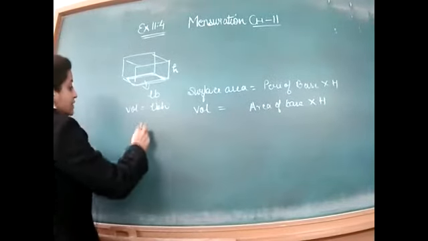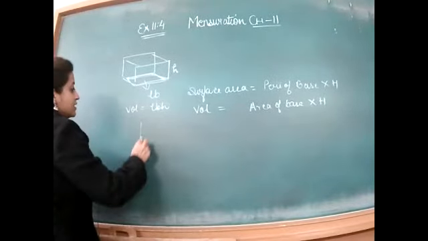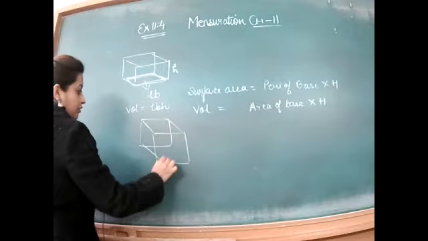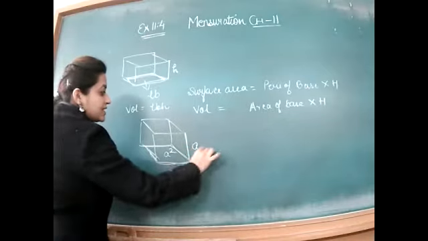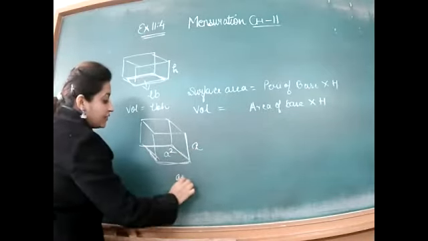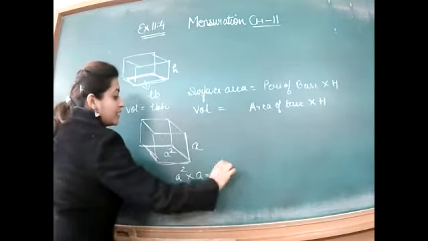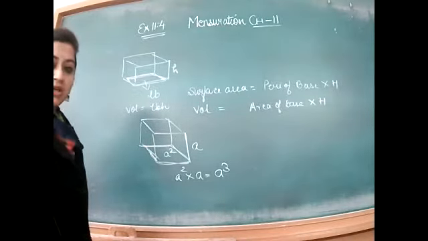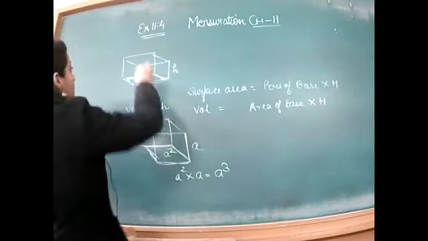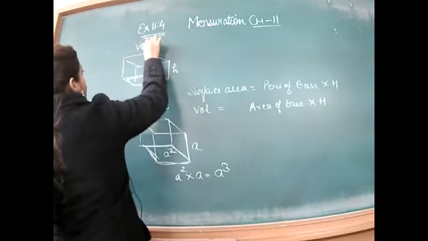Next, if we consider cube, cube is having square base and its area is A square, that is side square, and its height is A. So its volume can be derived by A square into A, that is A cube. So it is an easy way to learn the formula. Got it?